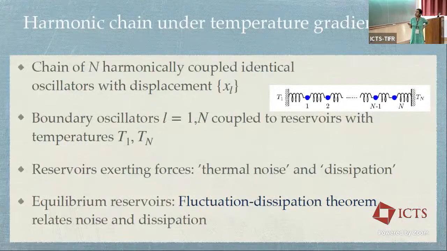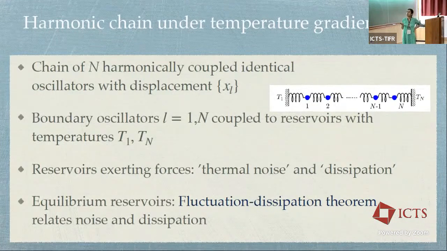So here, let me define it in some more detail. We have a chain of N oscillators. These blue particles are oscillators, and they are connected to the neighbors with harmonic interaction. They are moving about, and the displacement from the equilibrium position is denoted by x_l for the l-th oscillator. The boundary ones, the first and N-th oscillator, are connected to two different temperature reservoirs, and these reservoirs exert certain forces on the boundary oscillator.